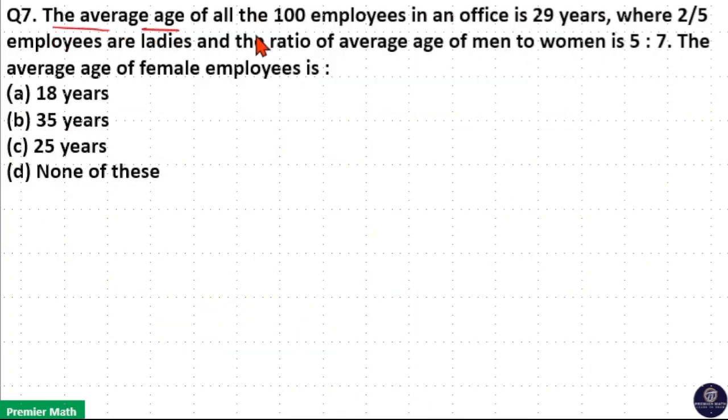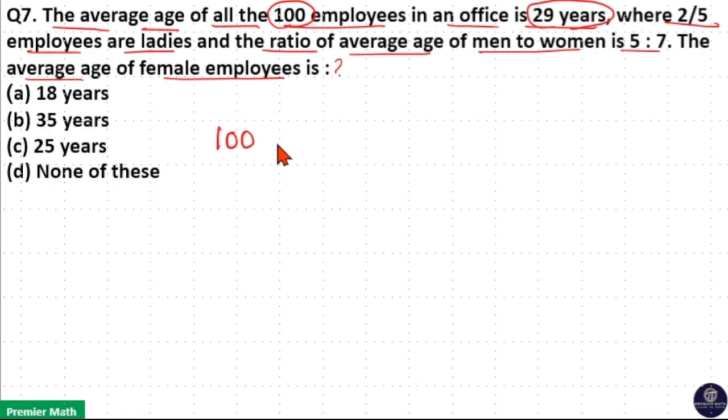The average age of all the 100 employees in an office is 29 years, where 2 by 5 of employees are ladies. And the ratio of average age of men to women is 5:7. The average age of female employees is, here total number of employees is 100 and average age of these 100 employees is 29 years.